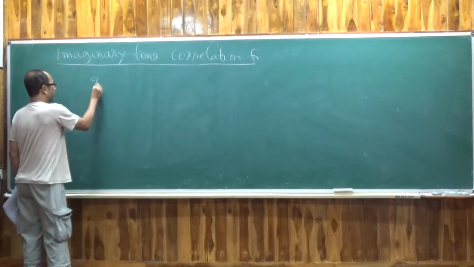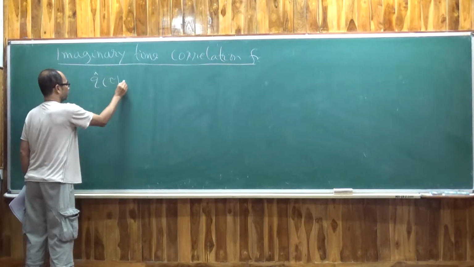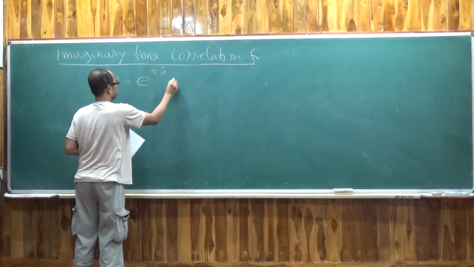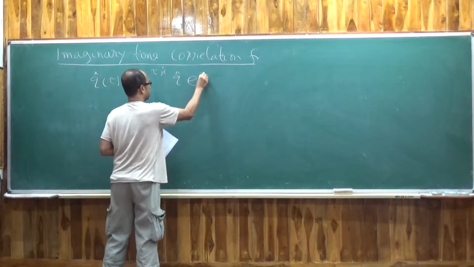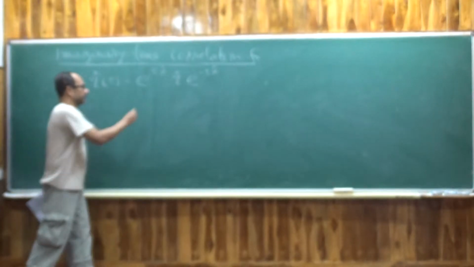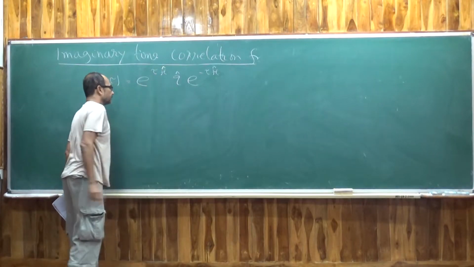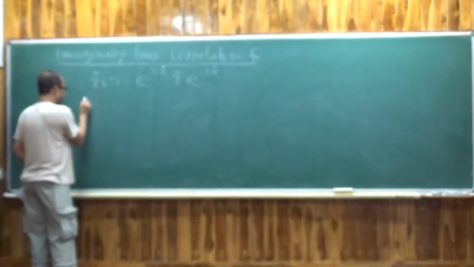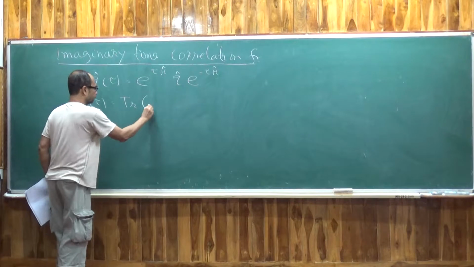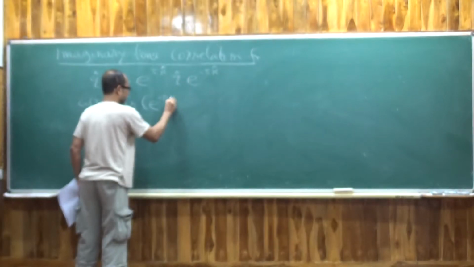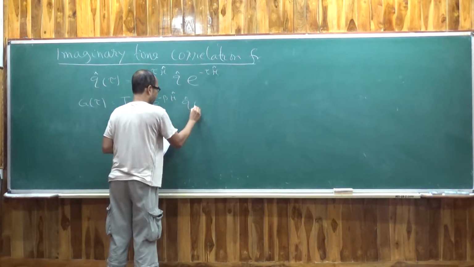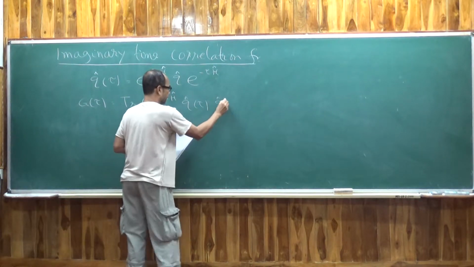So we define this operator q hat of tau as e to the tau h hat q hat e to the minus tau h hat. Okay, hat denotes that it's an operator. And then we define the two-point function g of tau as trace e to the minus beta h hat q hat of tau q hat of 0.